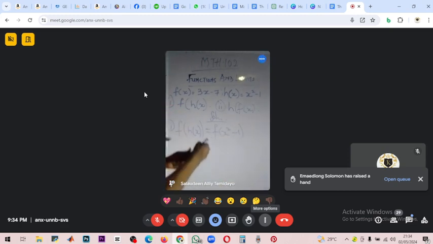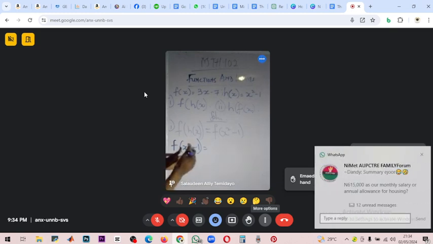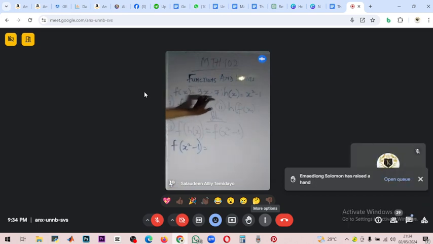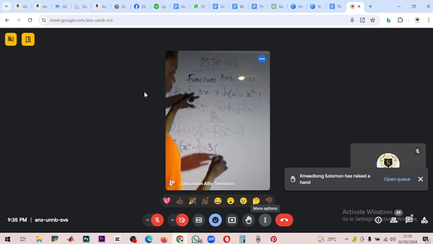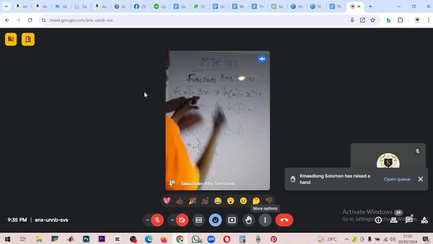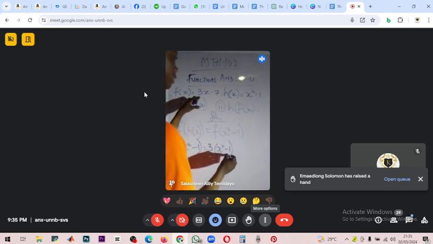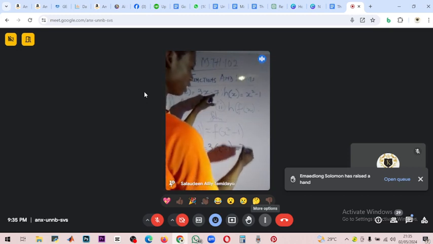So I'll now continue. I'll proceed with f of x squared minus 1. If it was f of 1, anywhere I see x inside the function of f of x, I'd be writing 1. But it is f of x squared minus 1 now. Anywhere I see x, I'll be writing x squared minus 1. Now let's take the function. f of x squared minus 1 is going to be 3 times x squared minus 1, minus this 7 that is here already.